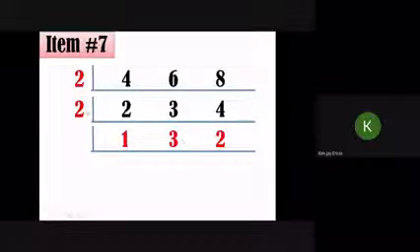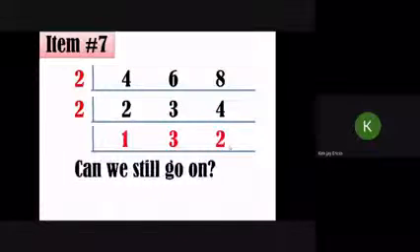4 divided by 2 is 2. Next, examine ourselves. Can we still go on? Let's check. The GCF of 1 and 3 is 1, okay. 3 and 2 is also 1, okay. And 1 and 2, it's 1. Since the pairwise GCF is 1, you may now stop.